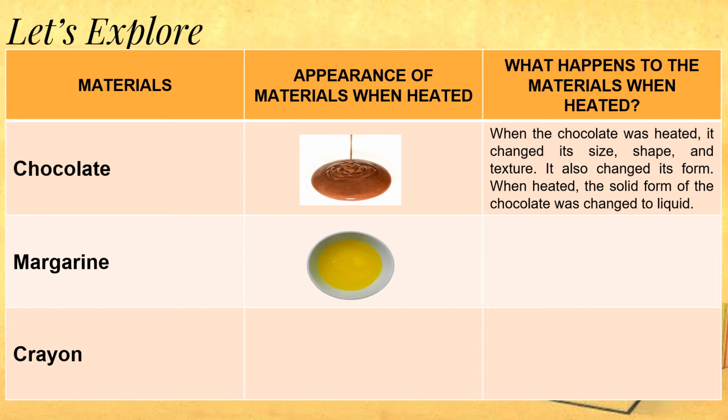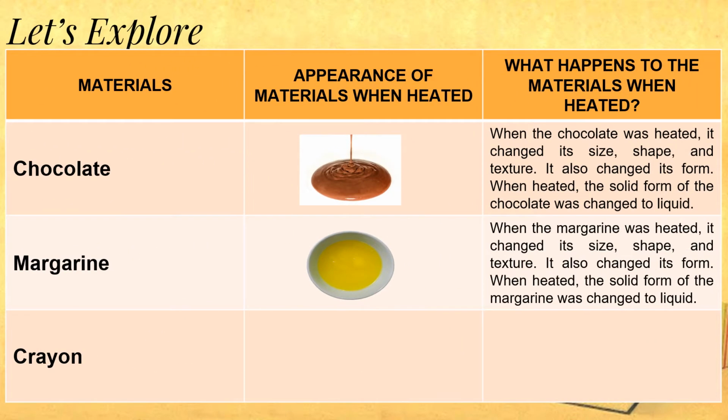Next is the margarine. That is the appearance of the margarine when it is heated. What happened to the margarine when it is heated? When the margarine was heated, it changed its size, shape, and texture. It also changed its form. When heated, the solid form of the margarine was changed to liquid.